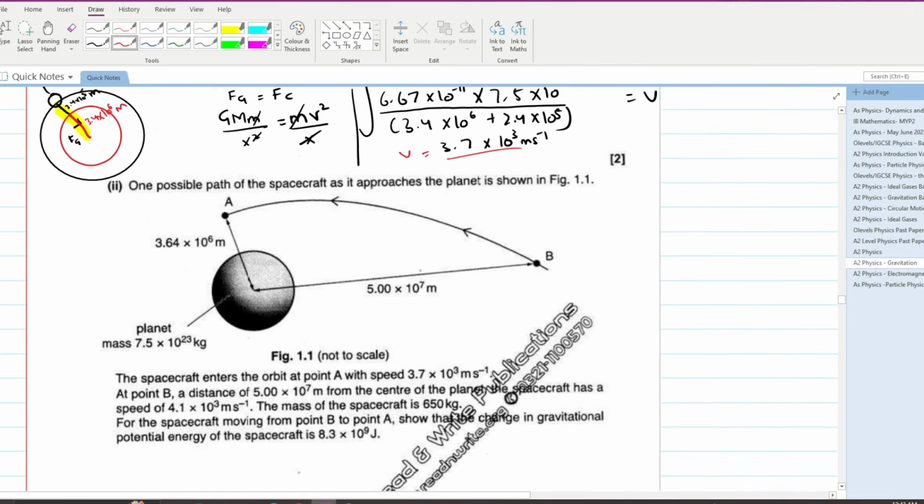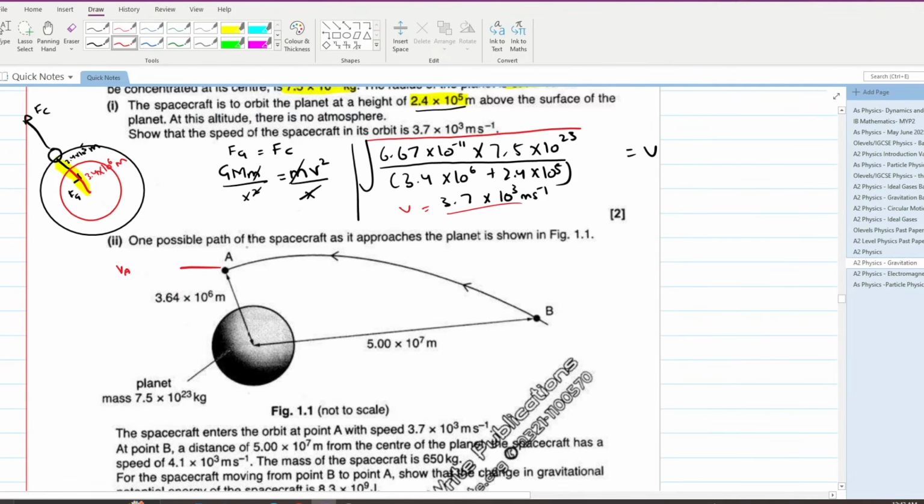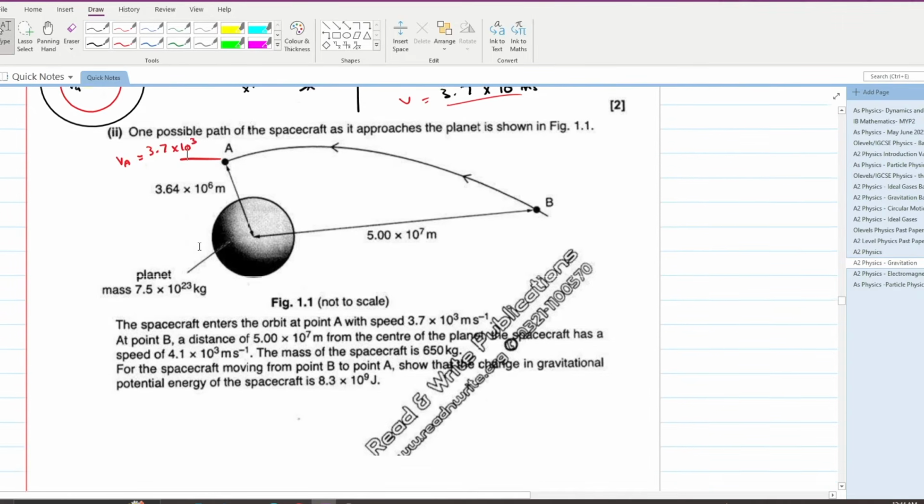Simple as that. So if I just look at the diagram here, this means at point A, that is at the same height, if you add 3.4 into 10 raised to the power 6 plus 2.4 into 10 raised to the power 5, you will be at the same height. The velocity at this height is 3.7 into 10 raised to the power 3. Okay, let's see further.